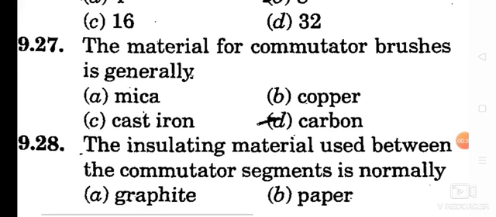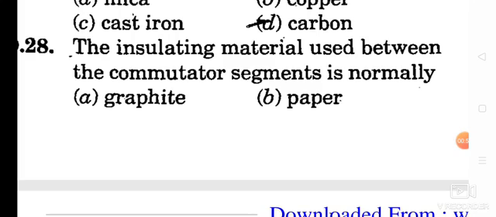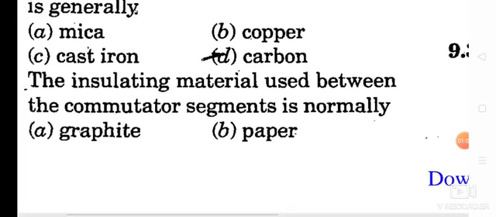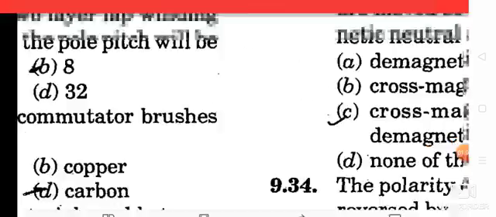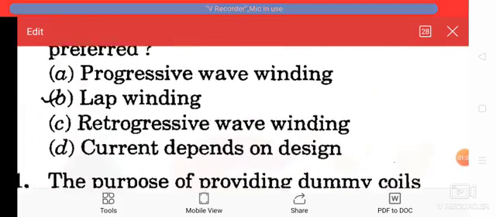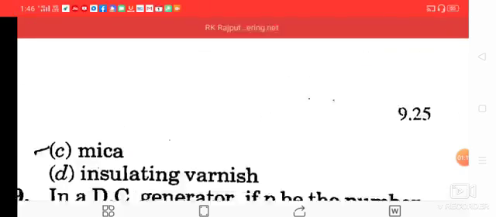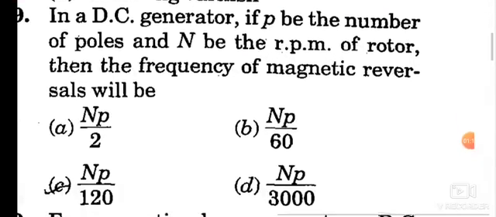Question number 27. The material for commutator brushes is generally option D, carbon. Question number 28. The insulating material used between the commutator segments is normally mica. Option C is the correct answer.